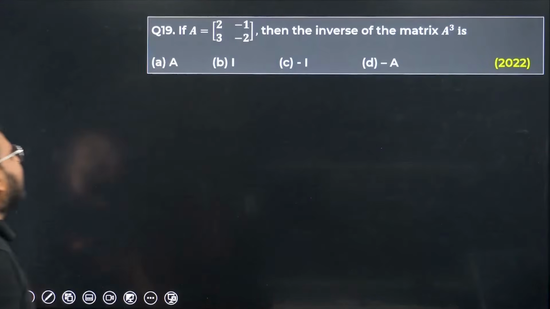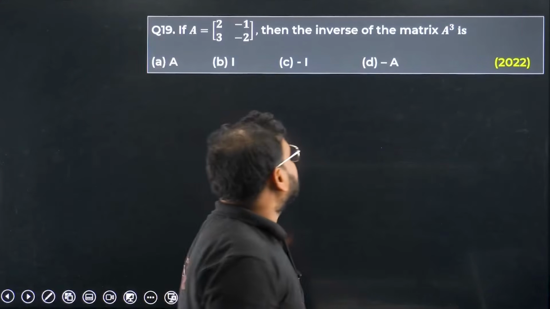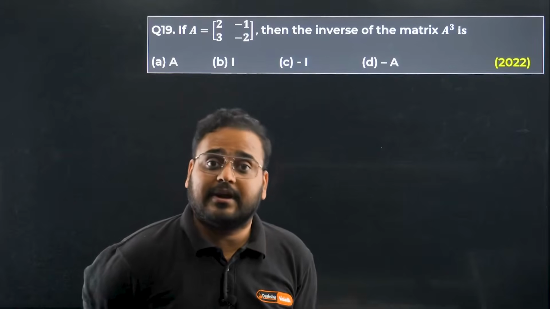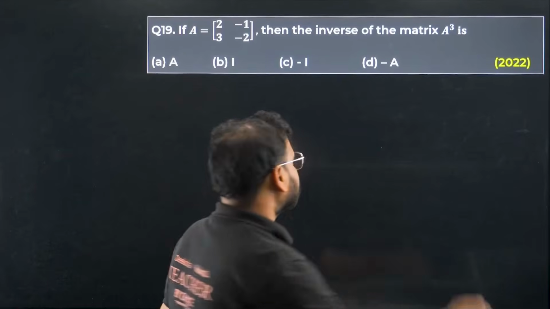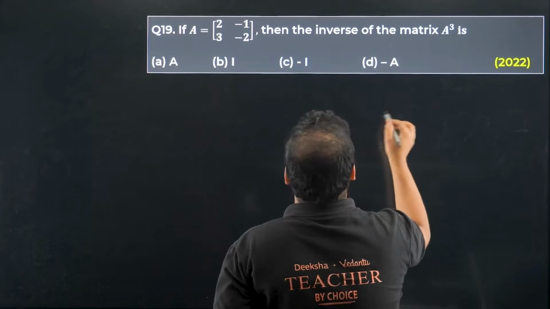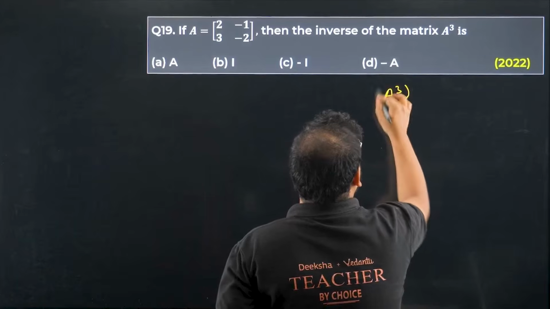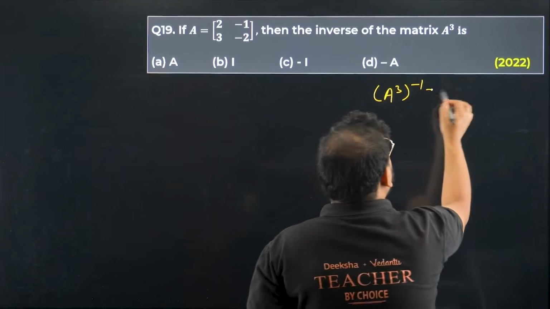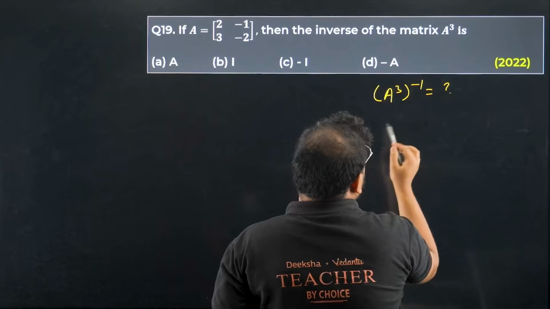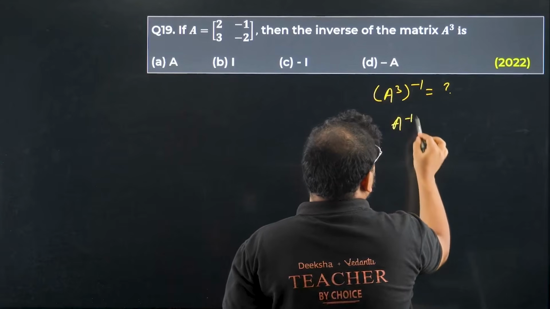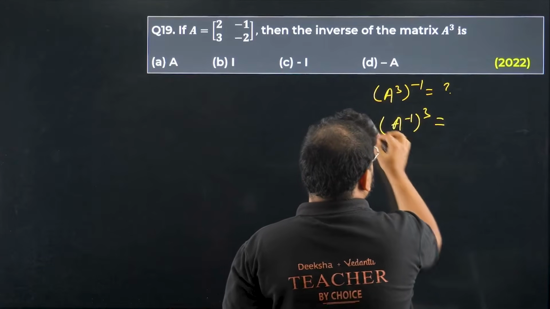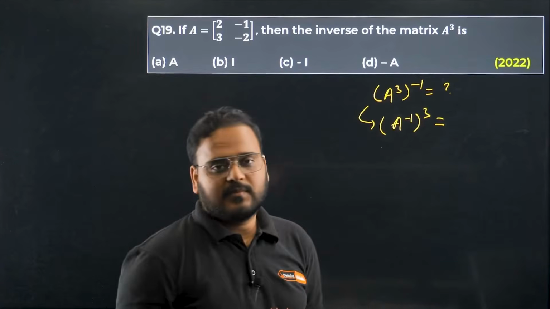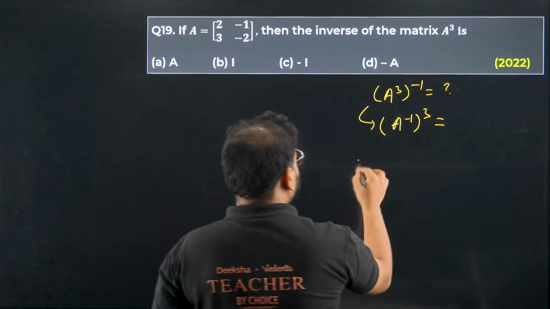Question number 19 now. A is given, then the inverse of the matrix A cube is what? Again, a very good question. Let's find the inverse first. What are they asking actually? They're asking us the value of A cube inverse, the inverse of A cube. Let's find A inverse cube. This is the same thing. Let's find A inverse first.